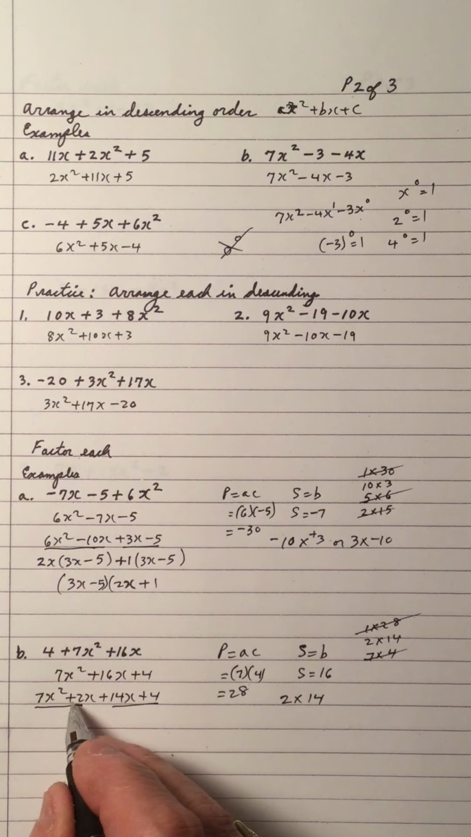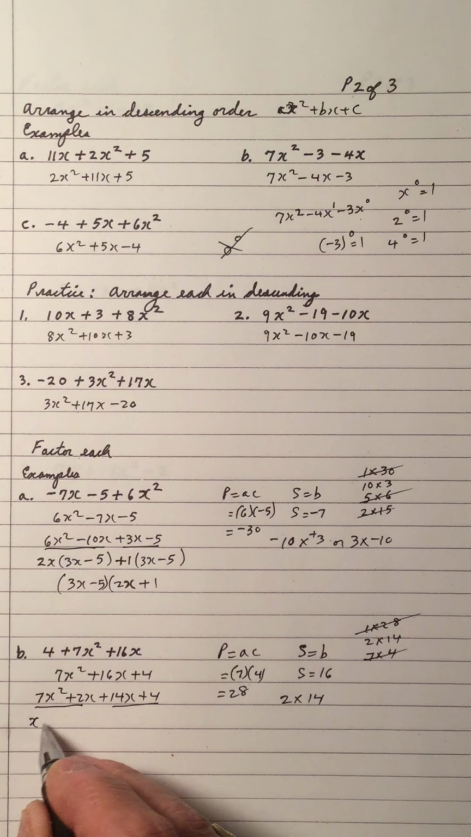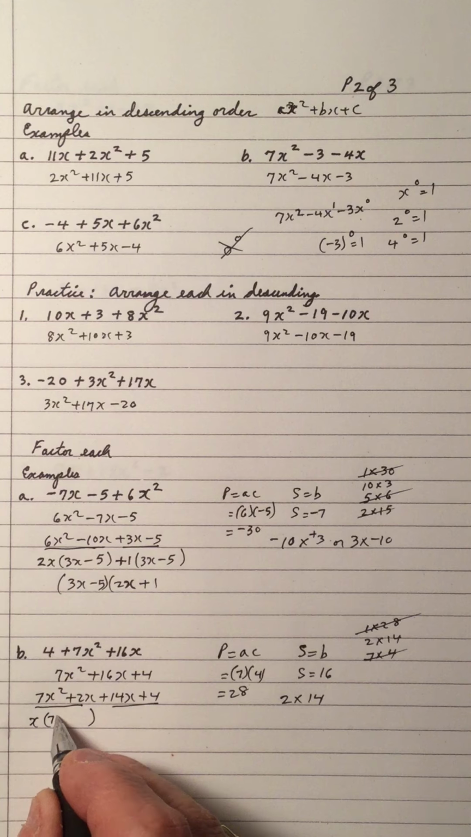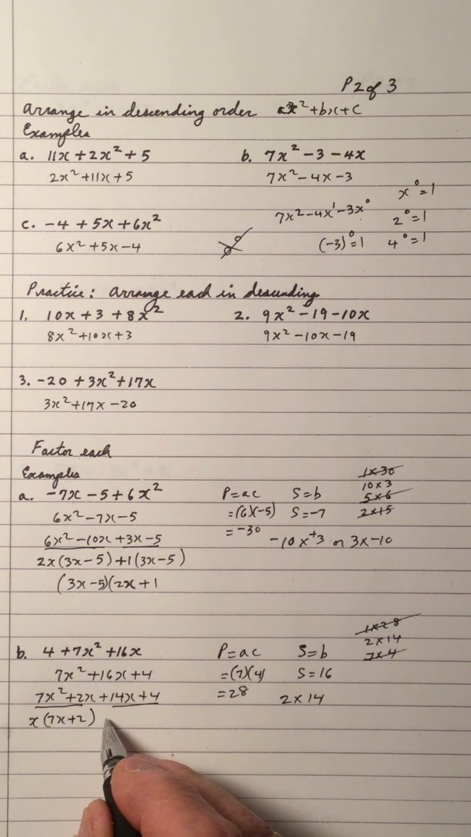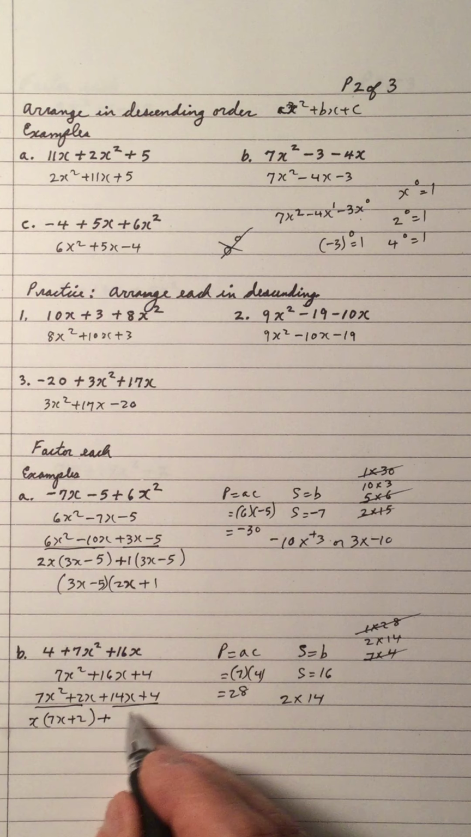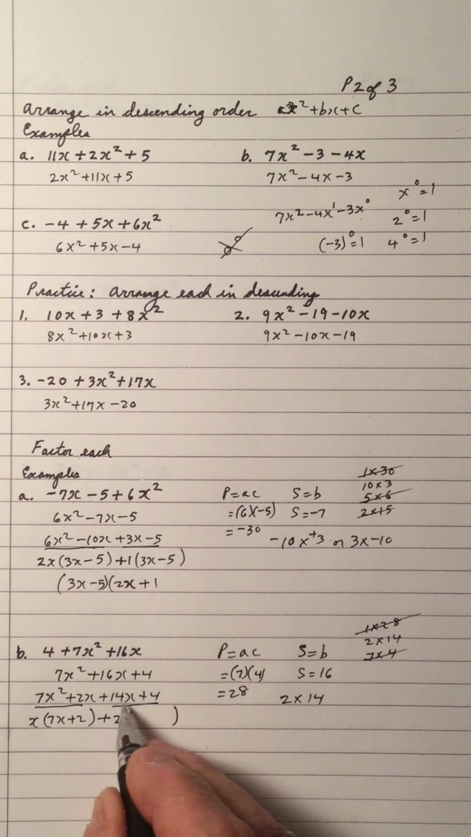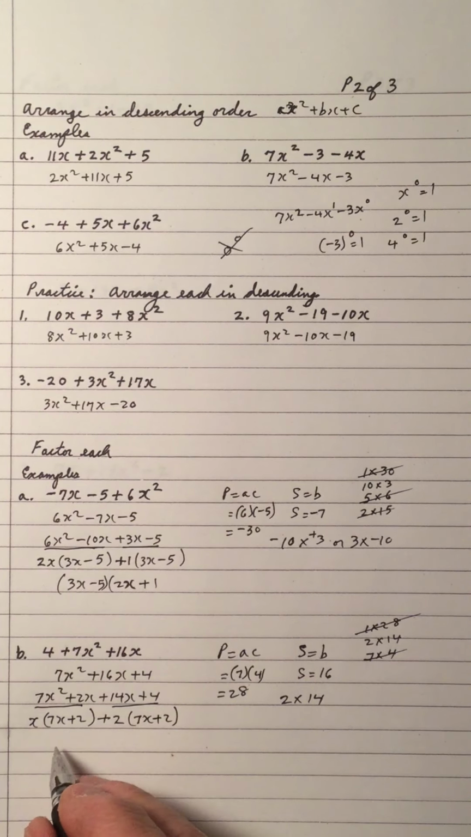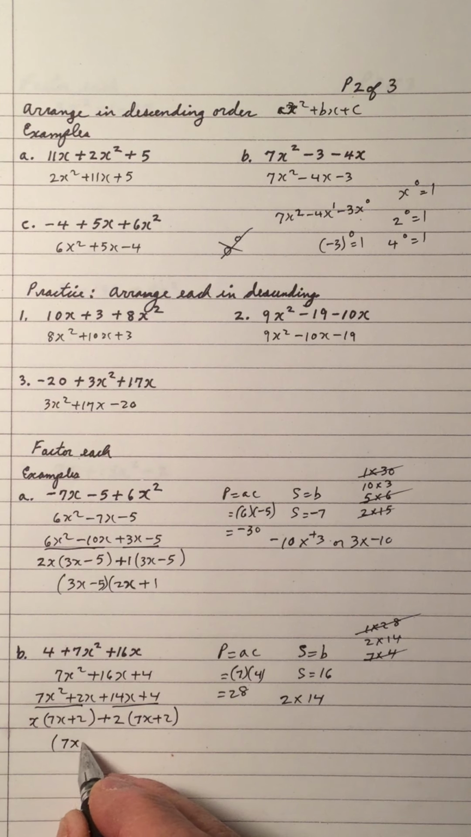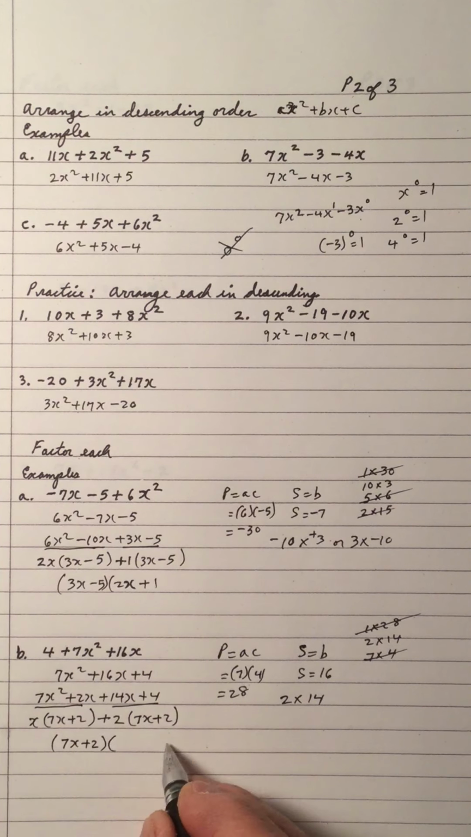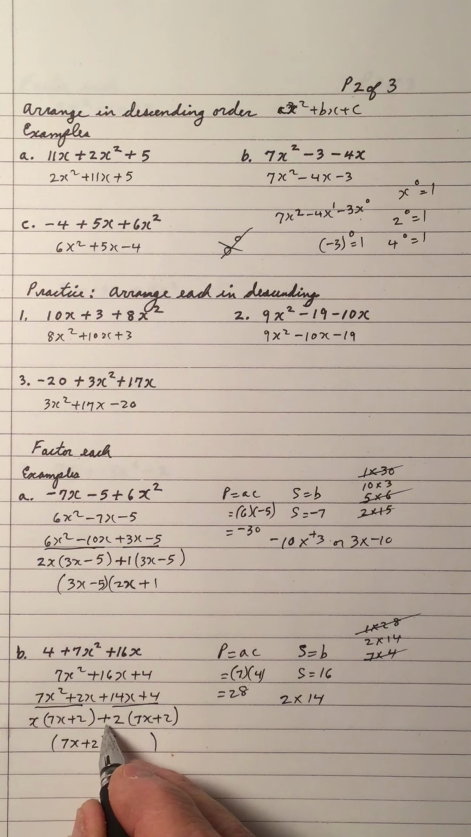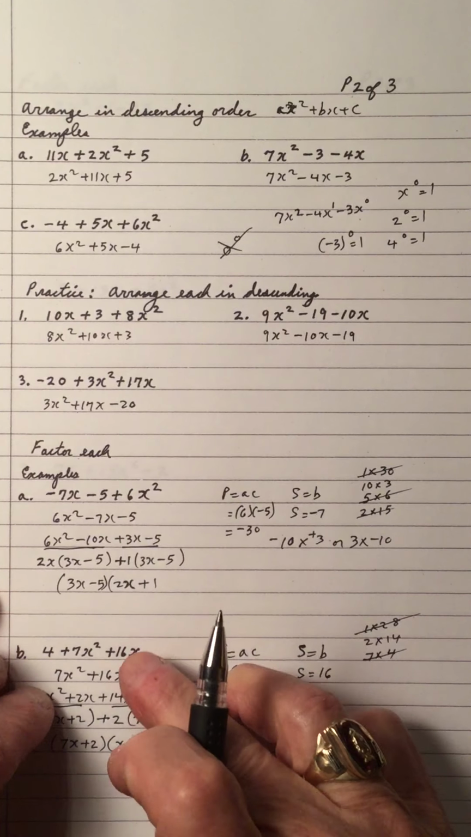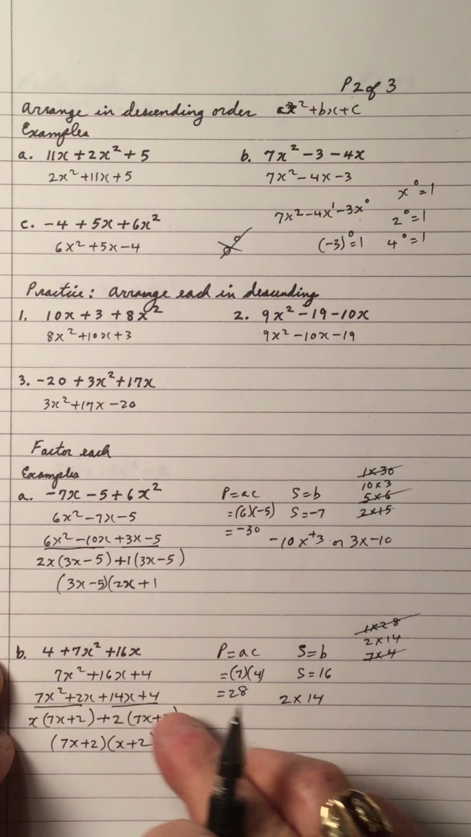So I see 7 is prime, so x is the only common factor in the first two. So that's 7x plus 2. And I have a plus, and 2 is a GCF in 14 and 4. 14x divided by 2 is 7x. 4 divided by 2 is 2. Same binomial GCF, perfect, 7x plus 2. And what's left over? I get an x plus 2. If you did the FOIL on that, you would multiply all that out to get this trinomial.